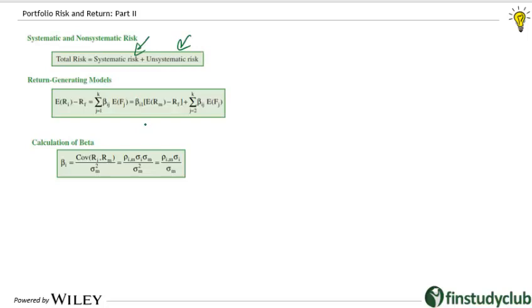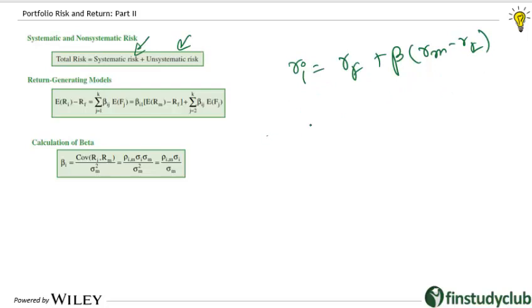How do I arrive at the return model? Well, your return model could be a single factor model, so something like CAPM, which we would see going forward. So it's like Ri is equal to Rf plus beta into Rm minus Rf. Or I could actually take some other return generating model, which could be a multi-factor model.